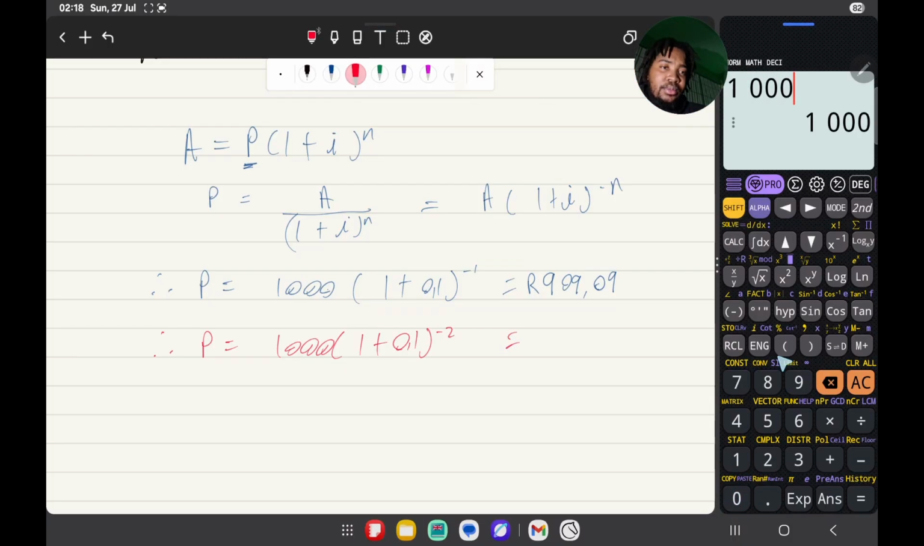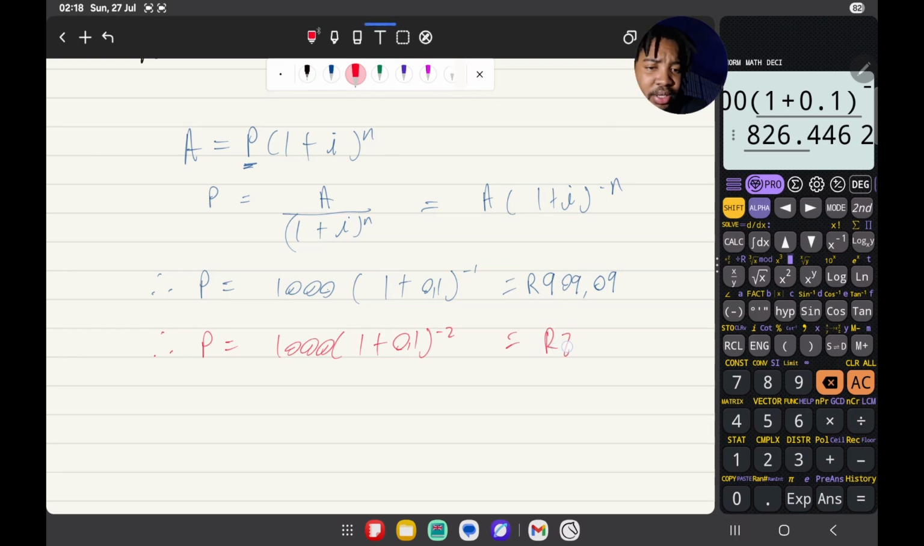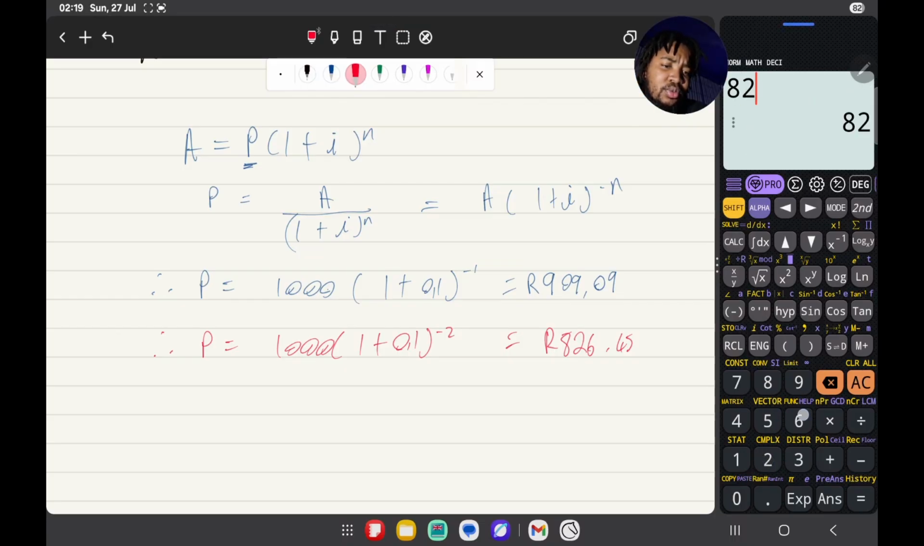So 1 plus 0.1 to the power of -2. Hey, wait, no man, -2, bro. Yeah, so -2, and I'm getting 826.45, and just as tested, 826.45 times 1 plus 0.1 squared. See? Cool.